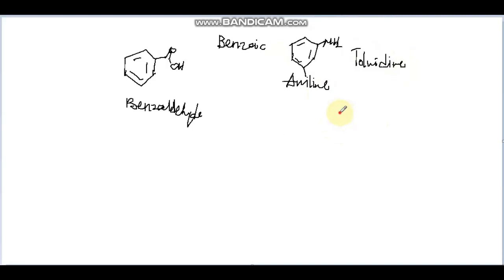Let's say I have a benzene ring bonded to a sulfonic acid group, which is SO3H. How is this one called? This one is called benzene sulfonic acid. That is, you have a benzene ring with a sulfonic acid group bonded to it.